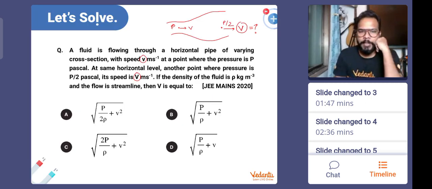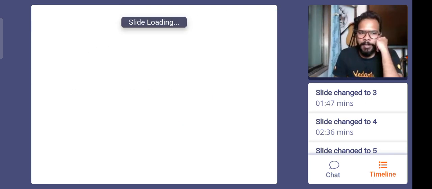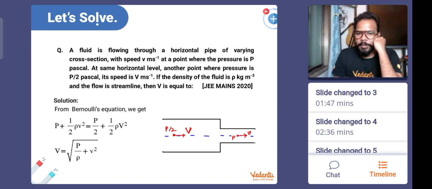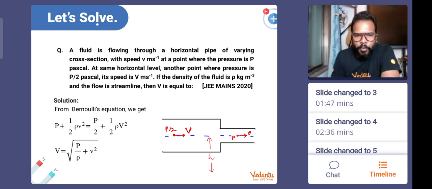So it was actually a much easier question than the previous one. Answer is option B, and let's see how it is easy. So here, because the area is less, the velocity will be more and pressure will be less. Here pressure is P, velocity is V, and here pressure is P by 2 and velocity is capital V. Both of them are at the same horizontal level, so their rho GH value will get cancelled on both sides. If you want to write rho GH, you can, but eventually that will cancel. So P plus half rho V square equals P by 2 plus half rho capital V square.